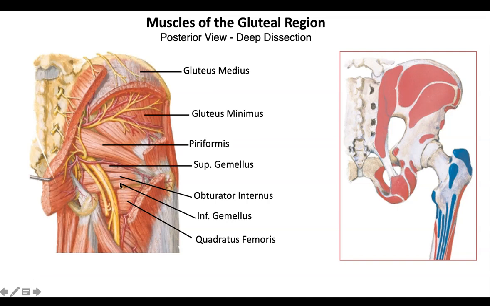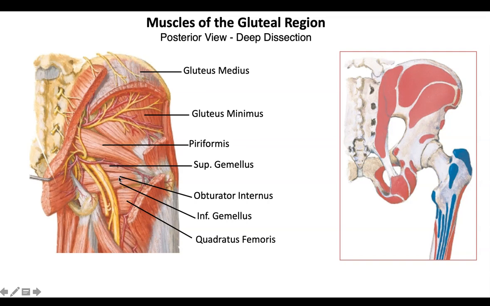Gemellus means twins or pairs. So superior gemellus, inferior gemellus, superior and inferior to the tendon of the obturator internus. In the gluteal region, you will see the tendon of the obturator internus and superior gemellus and inferior gemellus. These three muscles have their distal attachment together into the trochanteric fossa of the femur. And the obturator internus, superior gemellus, and inferior gemellus, these three muscles act together as a unit.